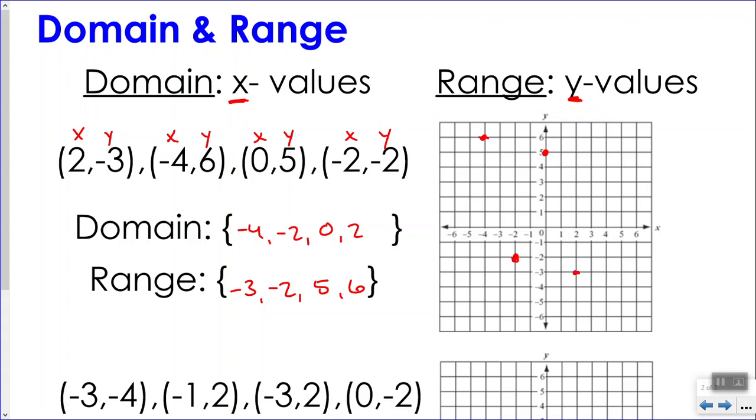So if we were going backwards and going from the graph to the domain and range, my domain and range would just be that set of values. And if we look at our domain, we see that we have 4 numbers, same as our range, so this is a function, and it would pass that vertical line test if I were to draw a vertical line through each point.